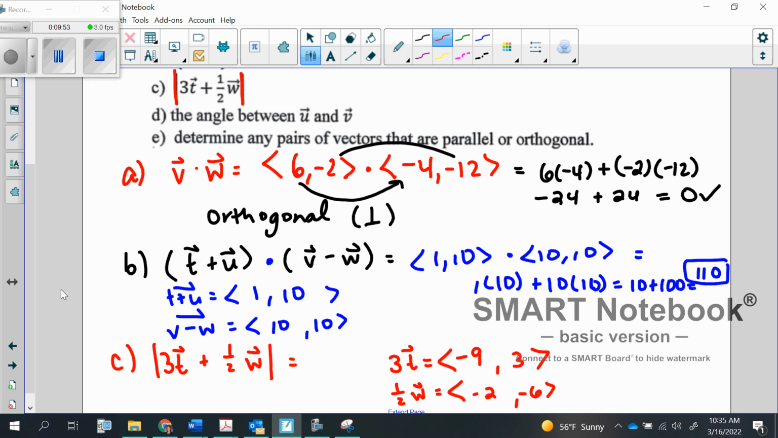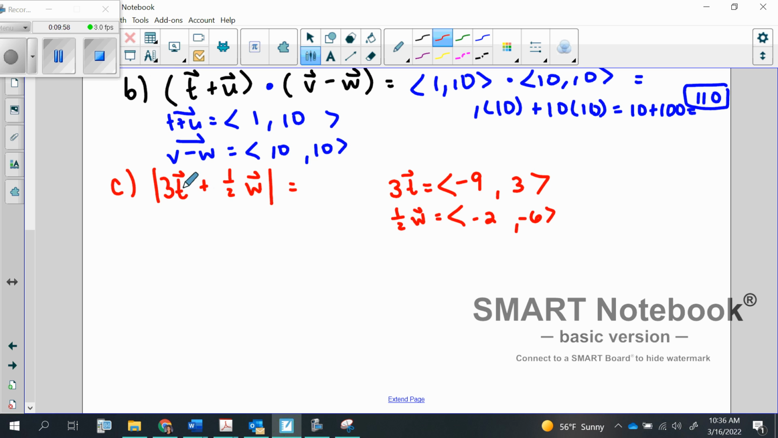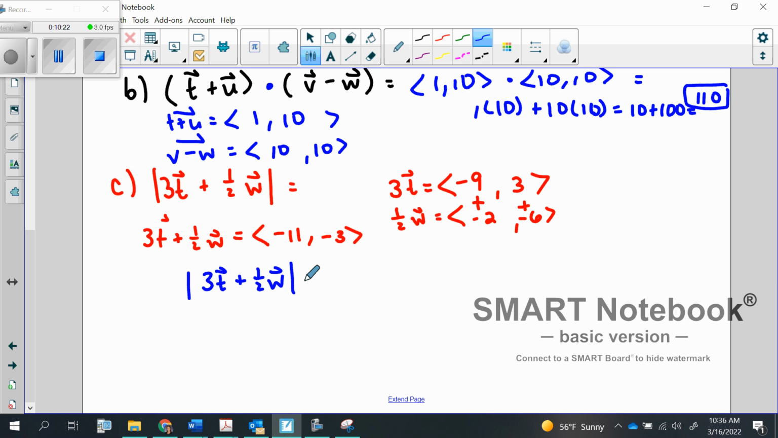Okay, and now what am I going to do with them? Follow what it says. All I'm going to do is add them. So negative 9 plus negative 2, so negative 11. And then we want to do 3 plus negative 6, negative 3. And now that we have that vector, guess what we're going to do? We're going to take the magnitude of it. So it's not hard if you just take it step by step.